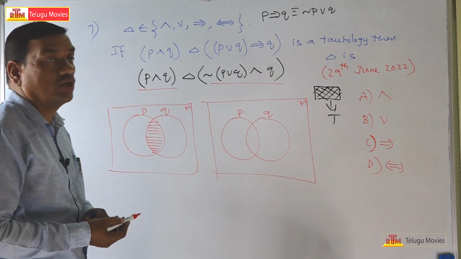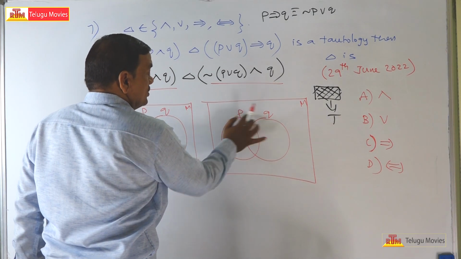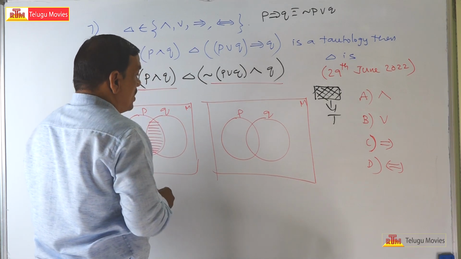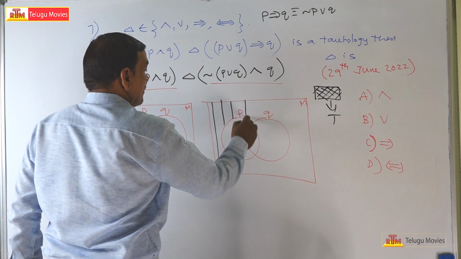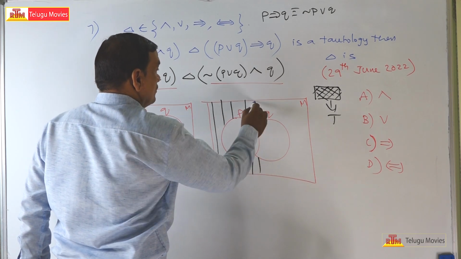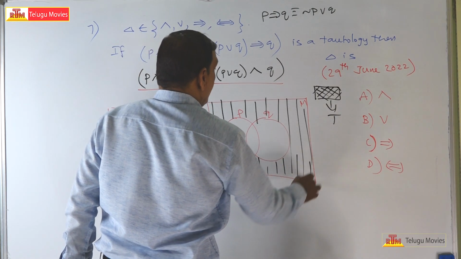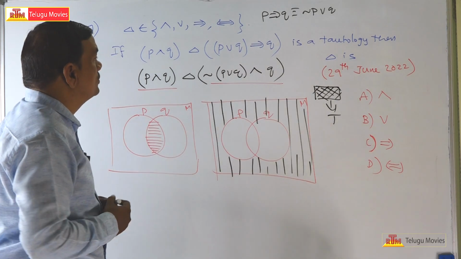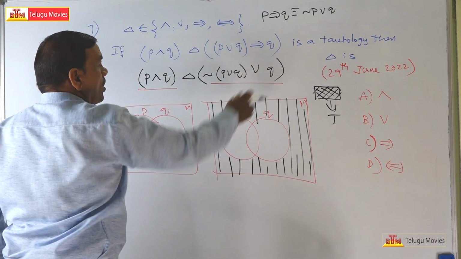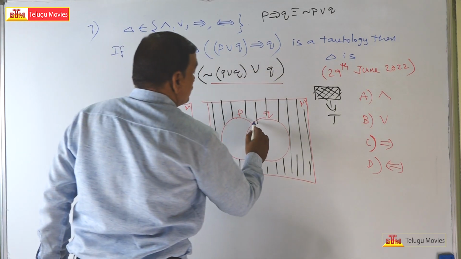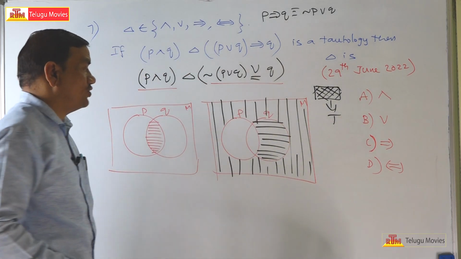Negation of P or Q. Negation of P or Q means what? So this is P or Q. Negation means outside, so this is outside. Sorry, this is negation P, or Q. Q means this part. Union means you have to take the total parts.